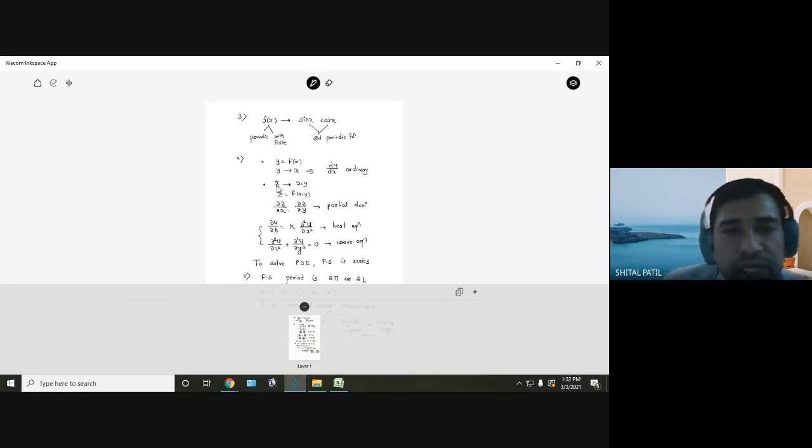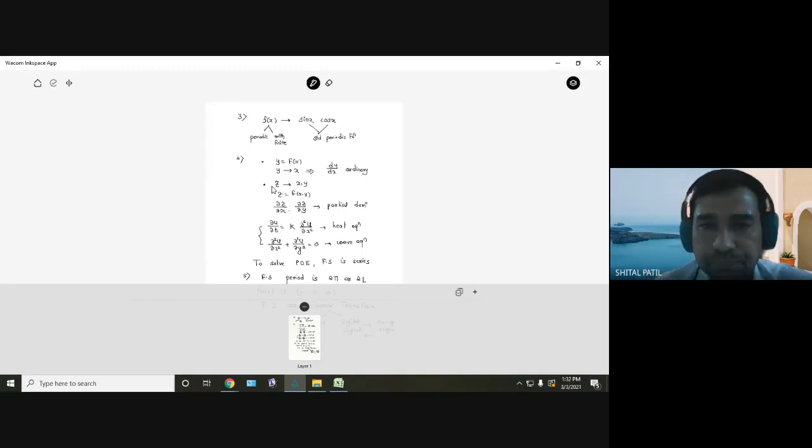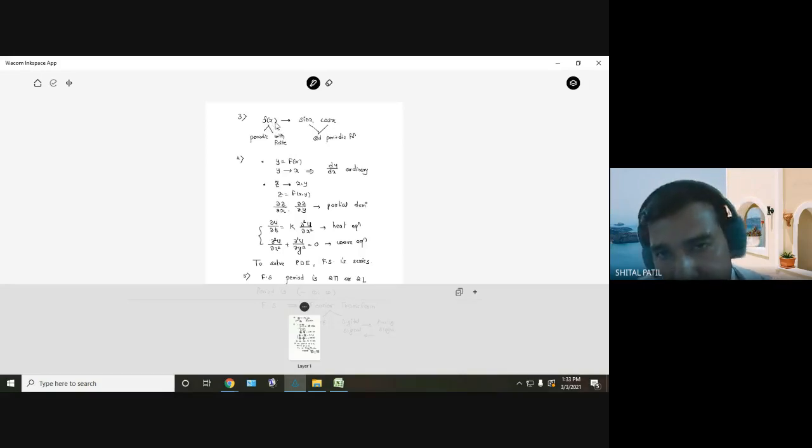Then we understood that sin x and cos x are the standard periodic functions. And what is the restriction on the function f of x? It should be periodic and with finite discontinuity. So using the Fourier series expansion, our aim is to write the given periodic function f of x in terms of the standard periodic functions sin x and cos x.